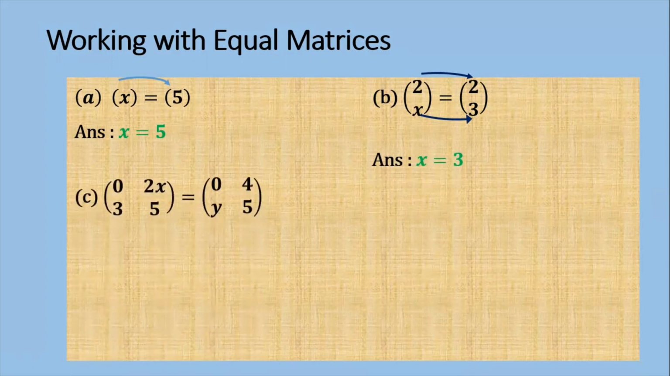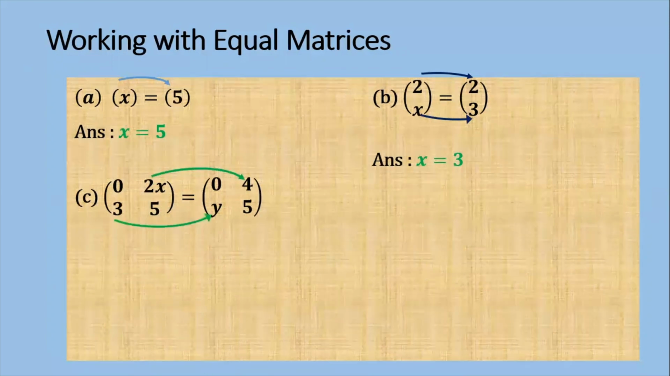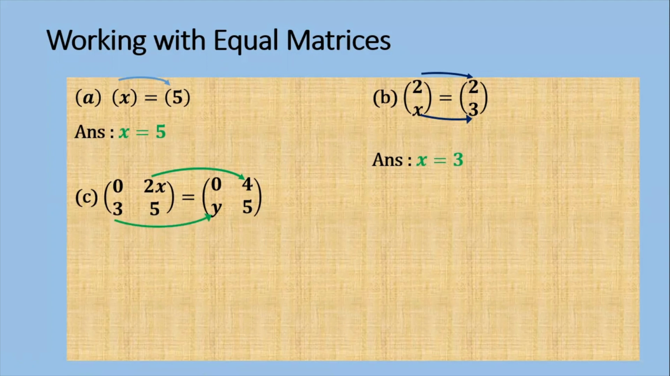Now let's consider this one. We've got 2 by 2 matrices, right? Corresponding element, you've got 0 here. What about the 2x? So the 2x will be equal to 4. And the 3 equal to y. So how are we going to solve that? Now 2x equal to 4. Simple equations. You've done that earlier. If 2x equal to 4, x will be equal to 4 divided by 2. That's right. So x equal to 2. What about y? That's direct. Y equal to 3.